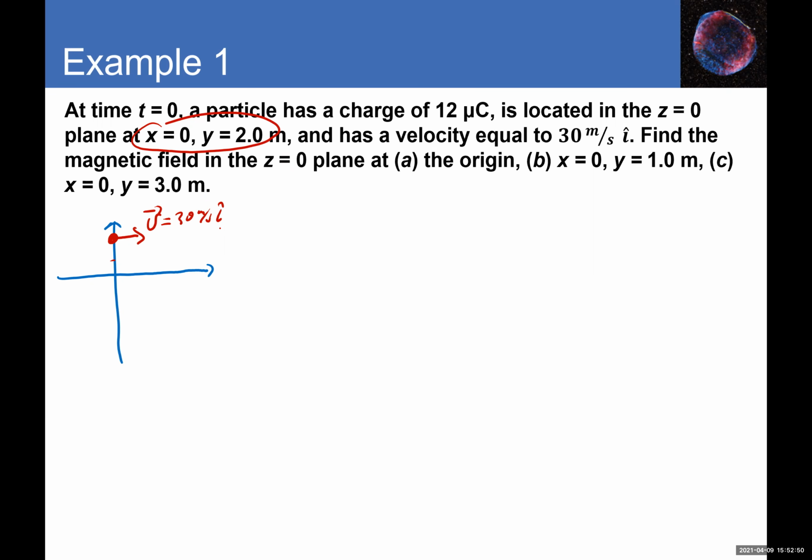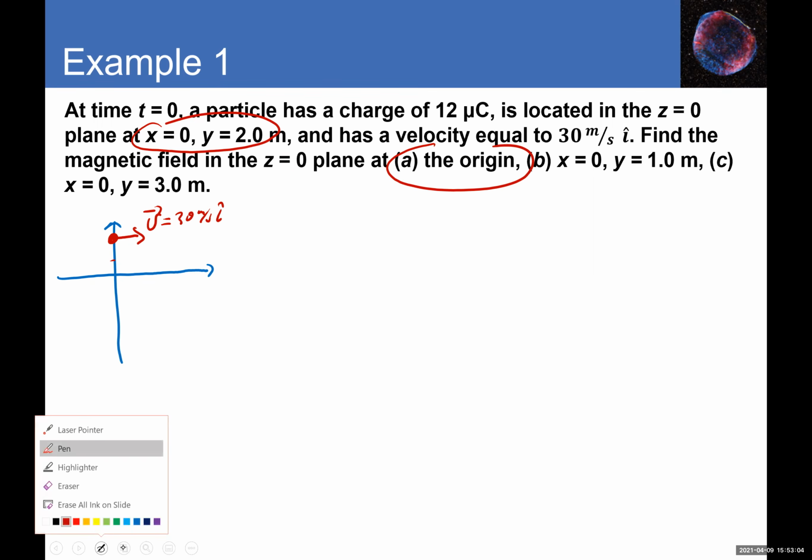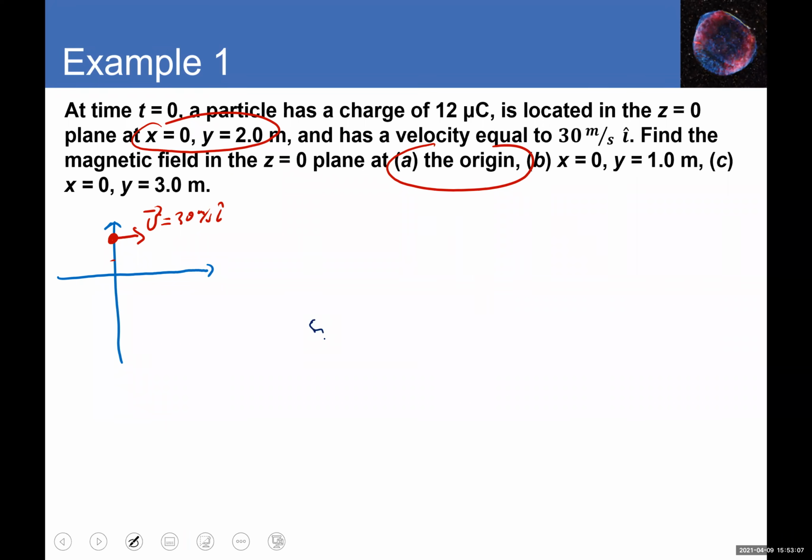Now, for part A, I want to find the magnetic field it generates at the origin. Obviously, because it is moving, it generates magnetic fields. And the magnetic field it generates pretty much goes like this, something like that, curling around the moving charge in a YZ plane.